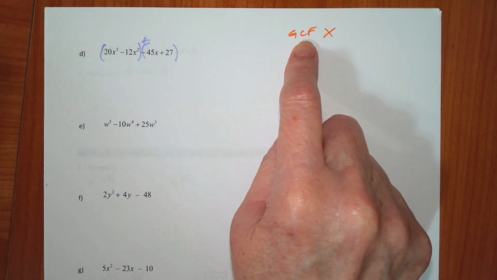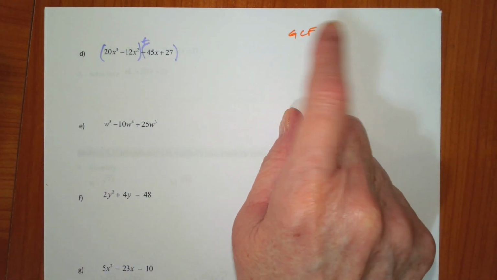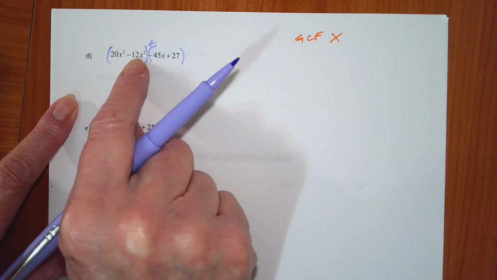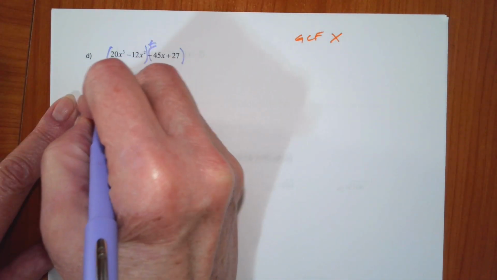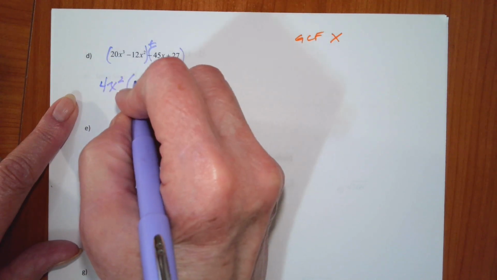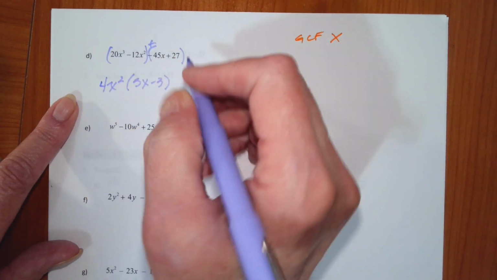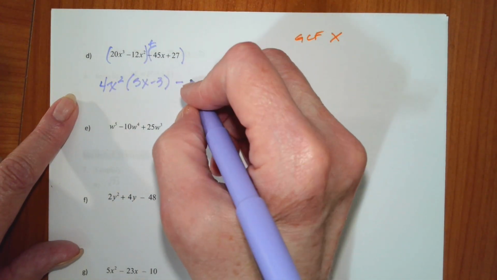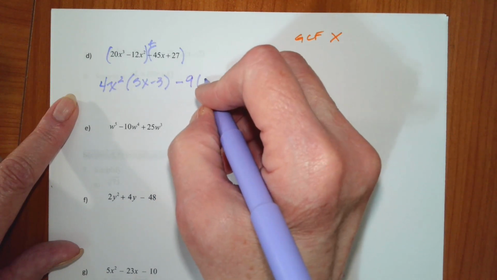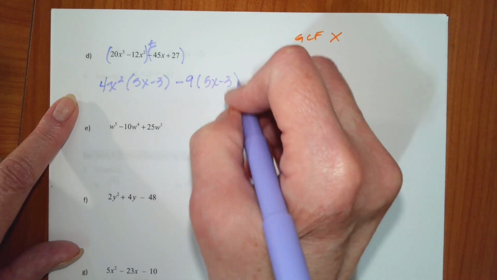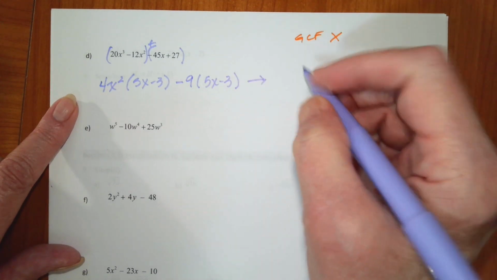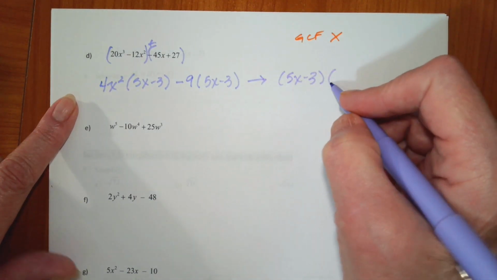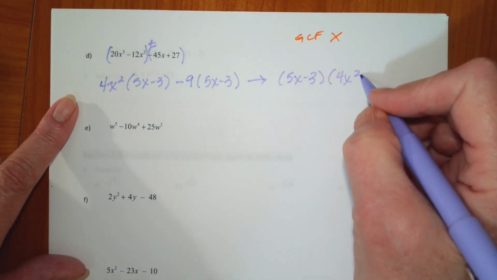So the GCF, I always look for it regardless of how many terms. There isn't one. So since there are four terms, I'm going to factor by grouping. The greatest common factor here is 4x squared, and I'm left with 5x minus 3. I have to pull out the negative sign here, and the greatest common factor is 9, and I'm left with 5x minus 3. Okay, so that gives us a common binomial factor of 5x minus 3, and I'm left with 4x squared minus 9.